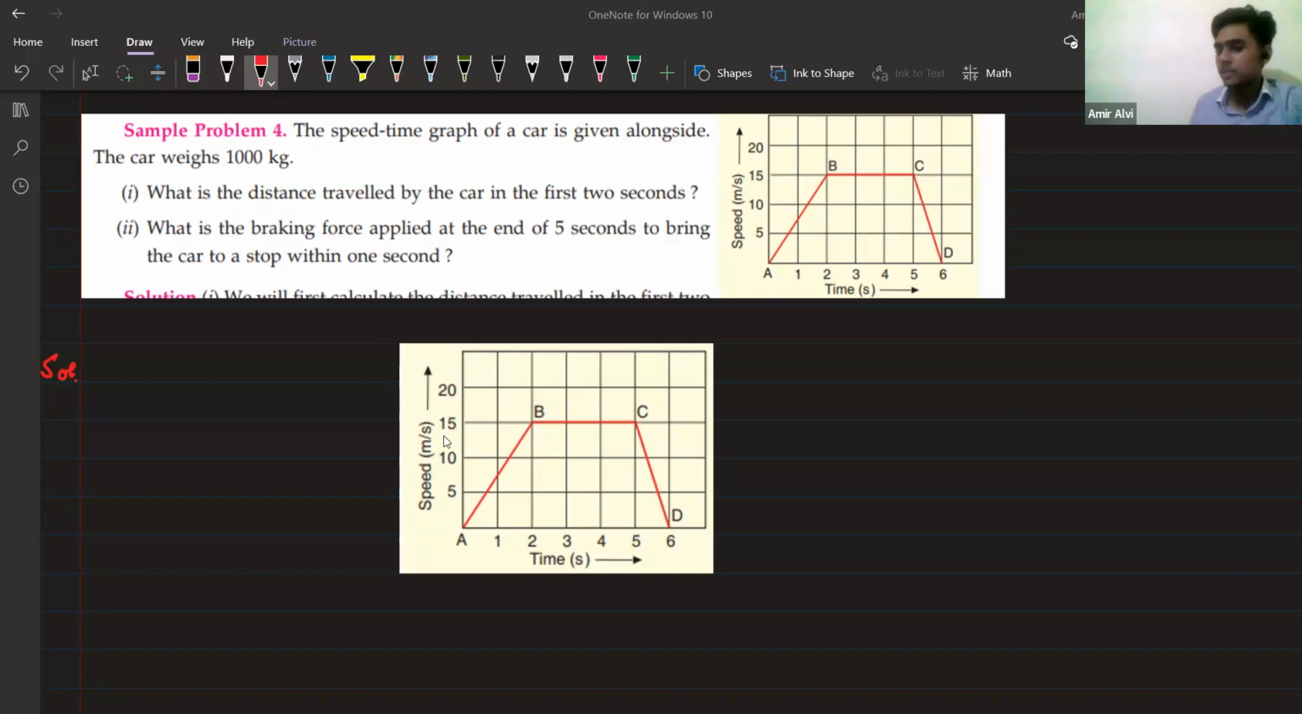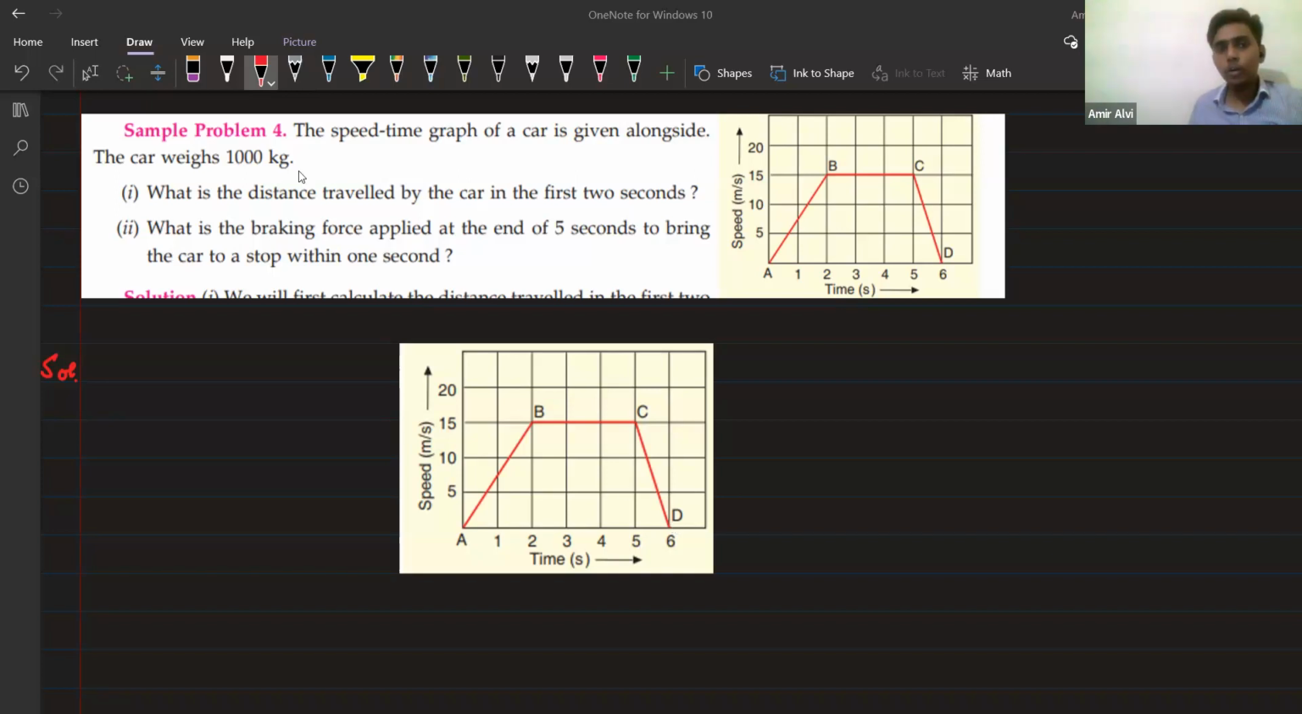That is 15 meter per second, right? It means that in this phase, there is no acceleration at all, right? And after that, from point C to D, the speed is declining. It means that after 6 seconds, at the 6th second, the speed becomes 0. It means that it is decelerating here. First 2 seconds accelerating, after that for 3 seconds, constant velocity, and last second, deceleration, right? These are the 3 phases in this graph, right?